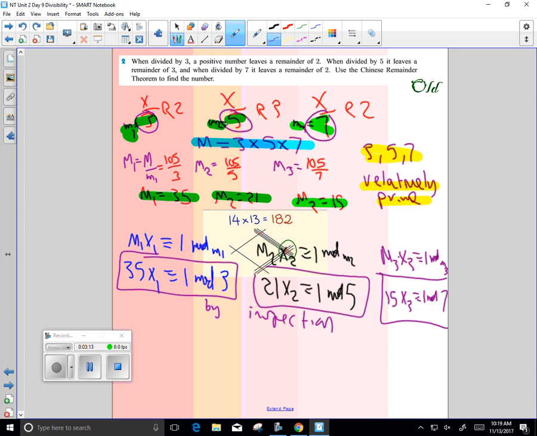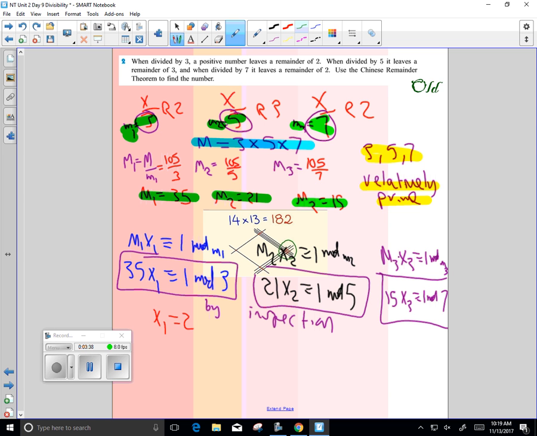Okay? Are you okay with the setup for that? That's the hard part, and I think this can be a little awkward too. So if x1 was 1, is 35 minus 1 divisible by 3? Is 35 times 2, which is 70, minus 1, 69, divisible by 3? So this x1 is equal to 2.